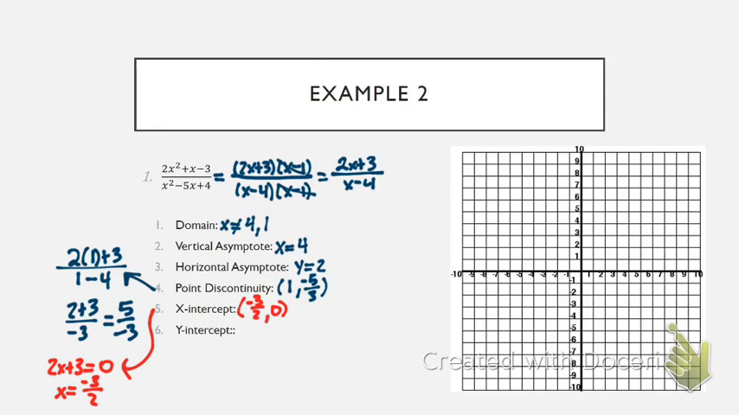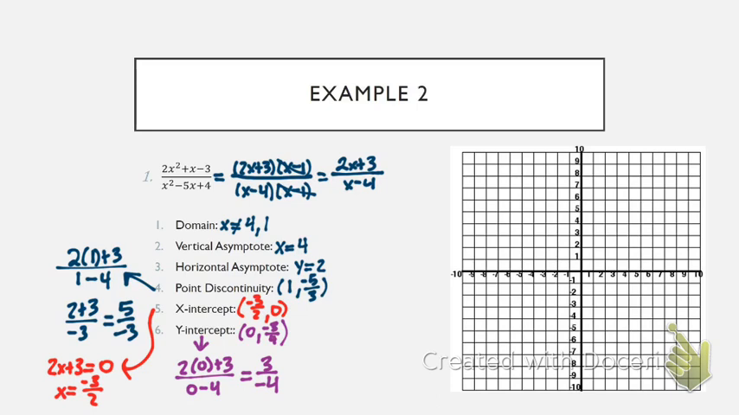The y-intercept is where we plug in 0 for x. So we go to the equation, and everywhere we see an x, we replace it with 0. So in this case, we get 3 over negative 4. So my y-intercept is 0, negative 3/4.